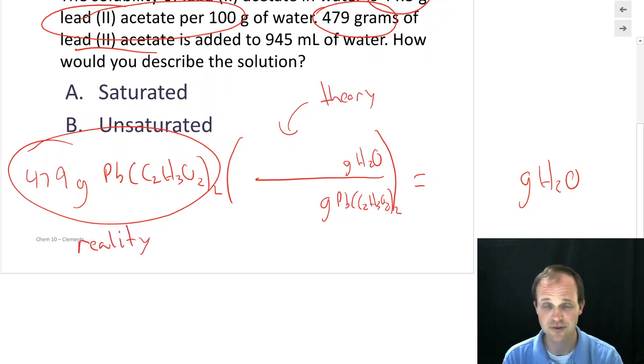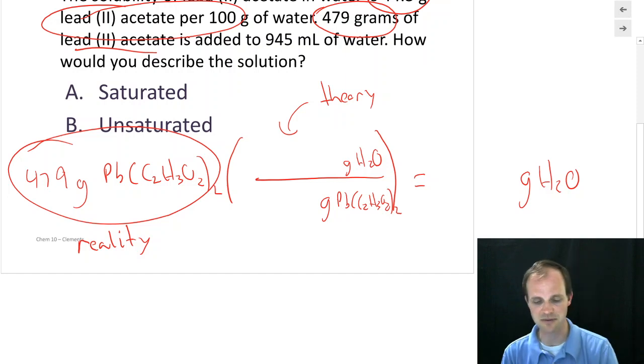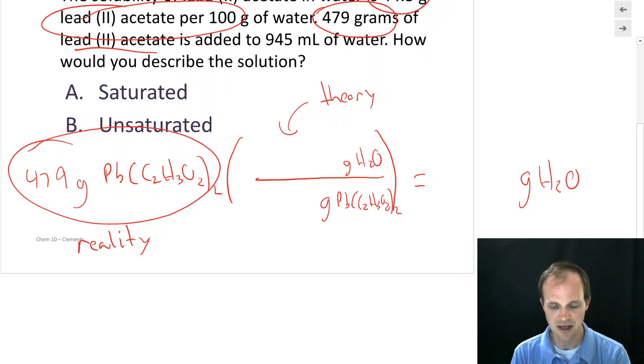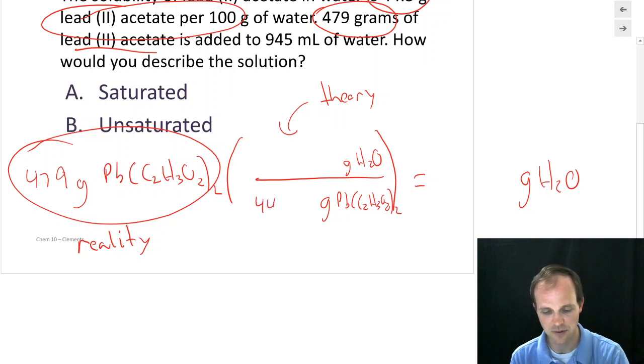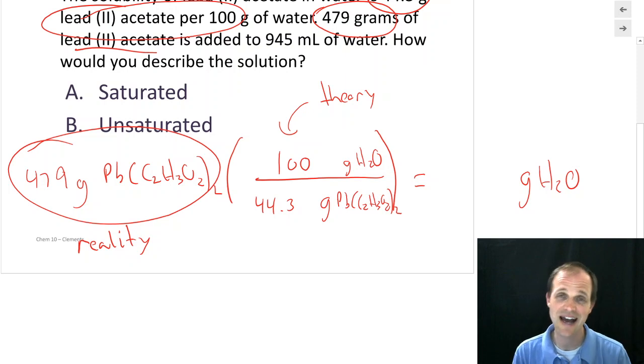It's not always true for all problems, but for the solubility problems, it's pretty true. Okay, so what's my theory? That's my solubility. I've got my 44.3 grams for every 100 grams of water. Now I can multiply that out. I've got 479 times 100 divided by 44.3. I got myself 3 sig figs. There we go. I'm like, that's not the number I expected.